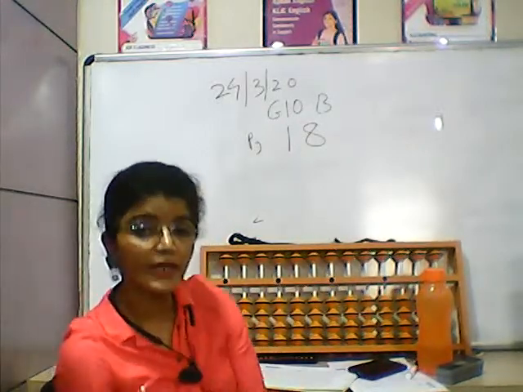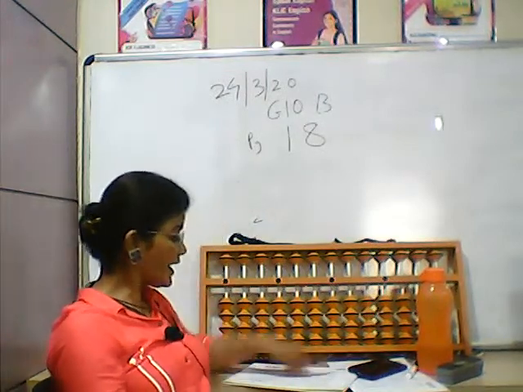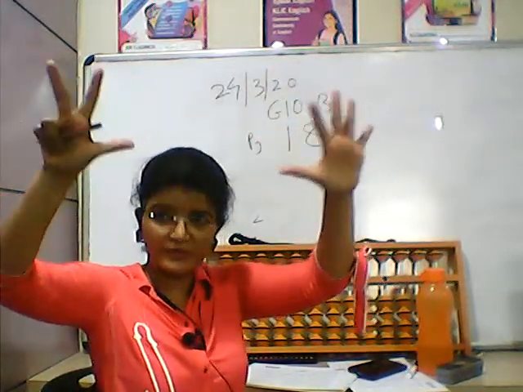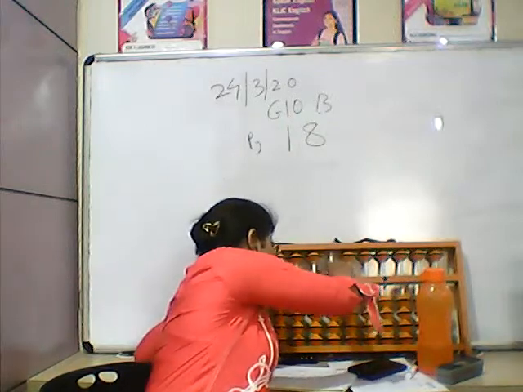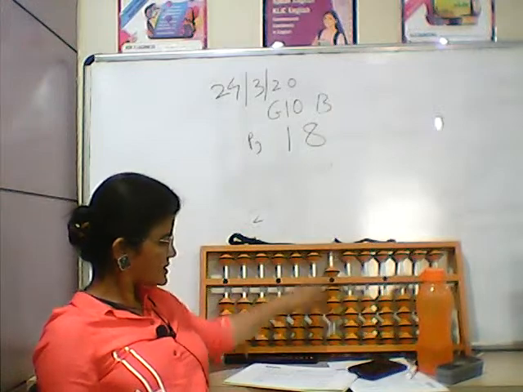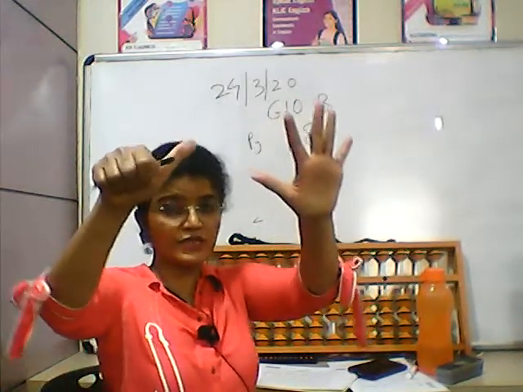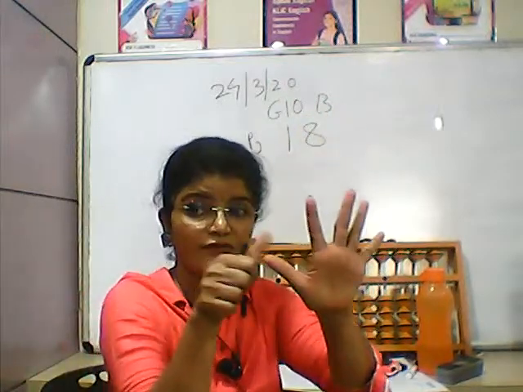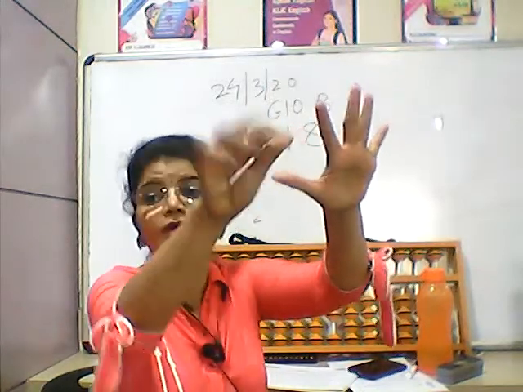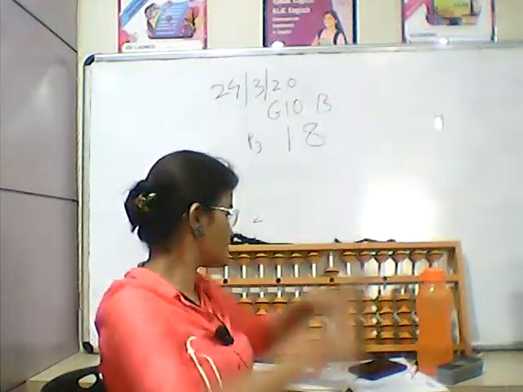Sum number 10. 5 and 3, close action. 6. Can you plus 6 directly? No. Show 6. 6's friend is minus 4. Minus 4 plus 10.